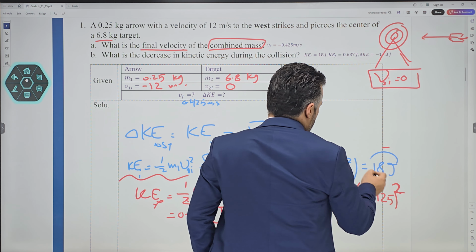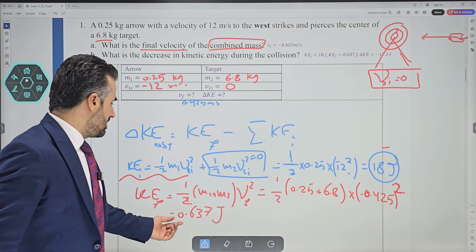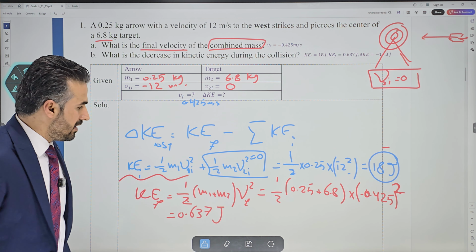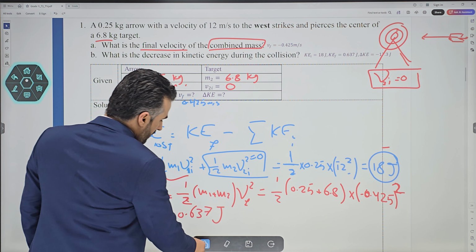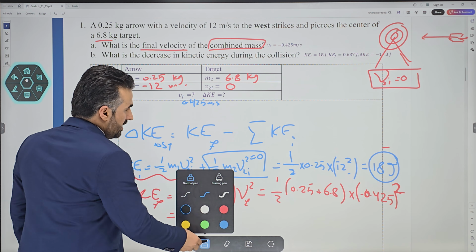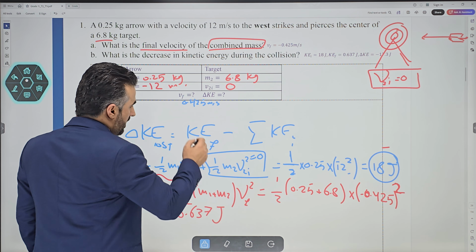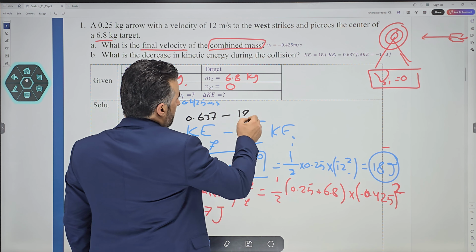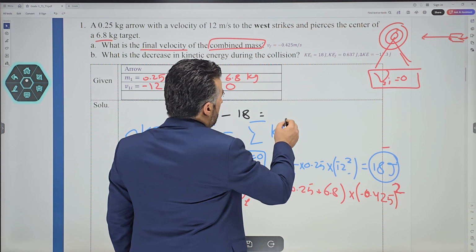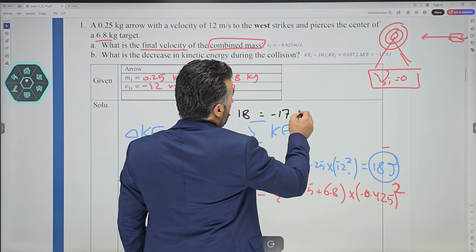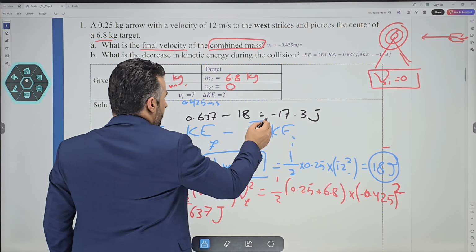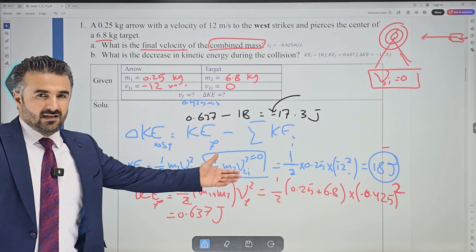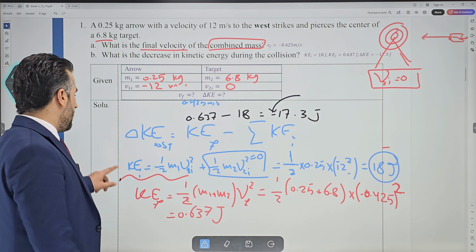Now, initial is 18, final is 0.637. What is the loss in kinetic energy? You can go back to this one here. We say kinetic energy final, 0.637, minus initial, 18. Once you do this, of course, you get negative 17.3 joules. This negative, we said, means it is lost, or kinetic energy is lost. And this is how you can do this one. I believe it's pretty easy.